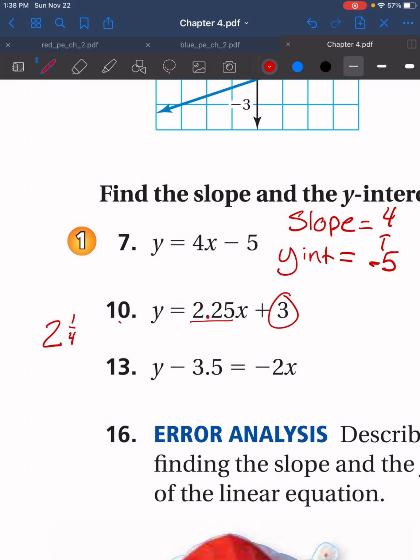Can slope be a mixed number? No, it needs to be a fraction. It can even be a fraction that's improper. Let's turn this improper. 2 times 4 is 8, plus 1 more is 9. Keep your denominator, 9/4. Now I can tell me what the slope is. Slope is 9/4. Y-intercept is 3. Okay? Whenever you have a decimal in your slope, you've got to change it to a fraction. Sometimes your fraction will be mixed, and then you have to change that mixed number to an improper.